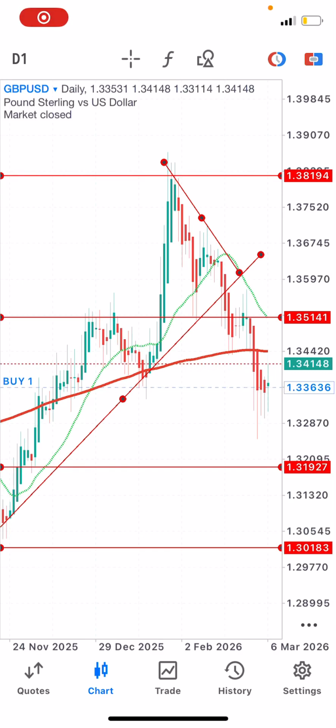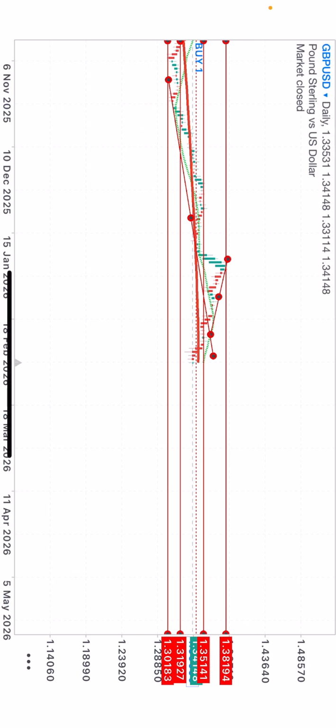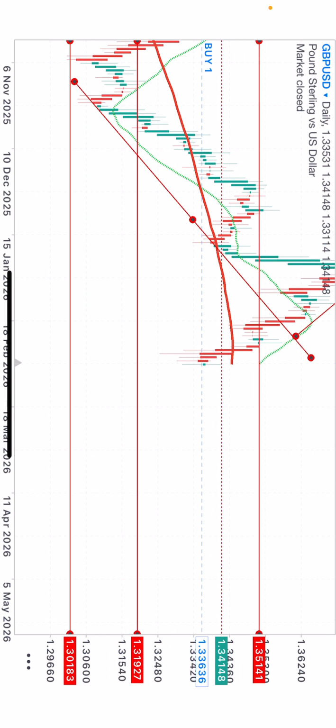Let's do our analysis. As a trader, you do your homework during the weekend. So this is GBP/USD. The first thing you do if you're using a phone to trade is put your phone in landscape, like this.